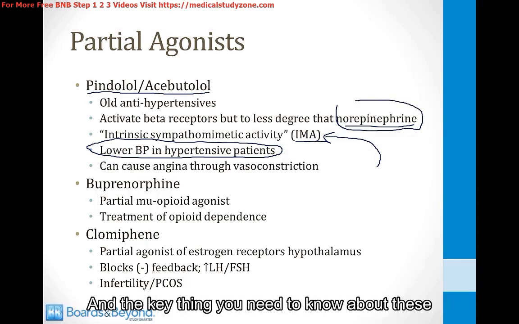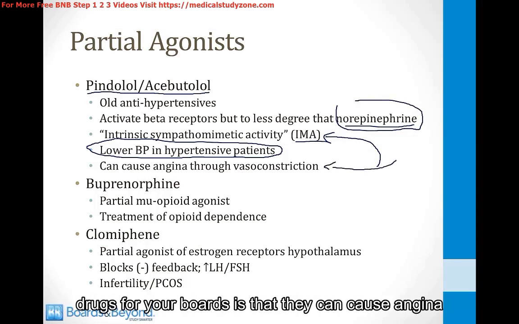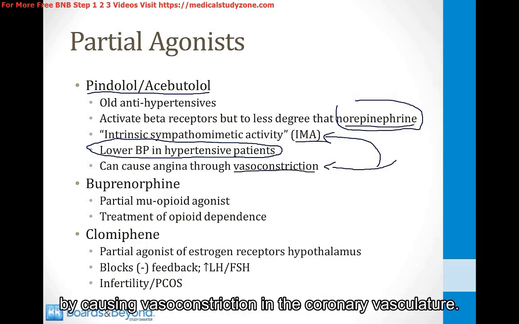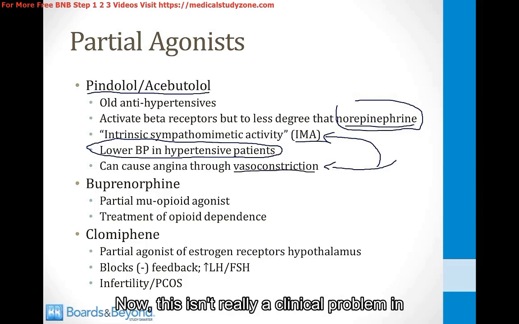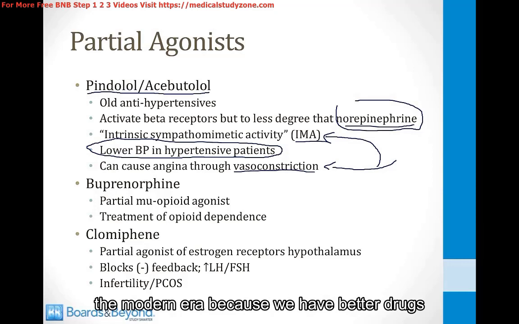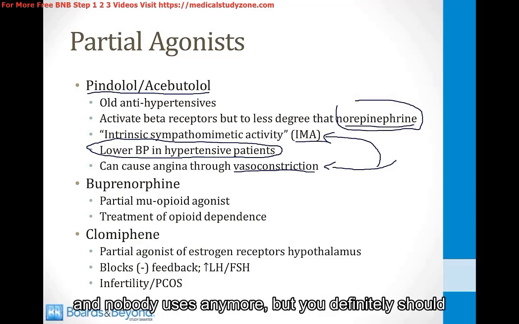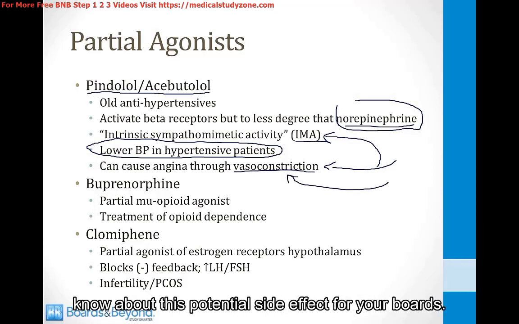And the key thing you need to know about these drugs for your boards is that they can cause angina by causing vasoconstriction in the coronary vasculature. Now, this isn't really a clinical problem in the modern era because we have better drugs and nobody uses it anymore, but you definitely should know about this potential side effect for your boards.